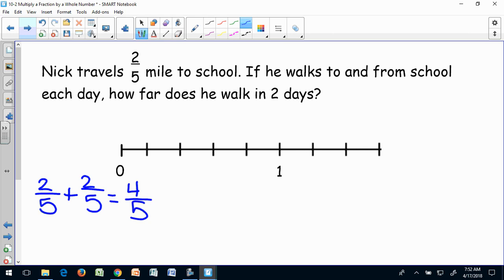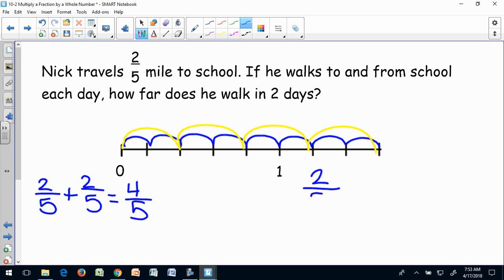So let's use the number line to show day 1. To school, home, to school, home. How many times did I add 2/5? I added it 4 times. And I know that if I add something 4 times, I can multiply it times 4. So my multiplication equation would be 2/5 times 4.